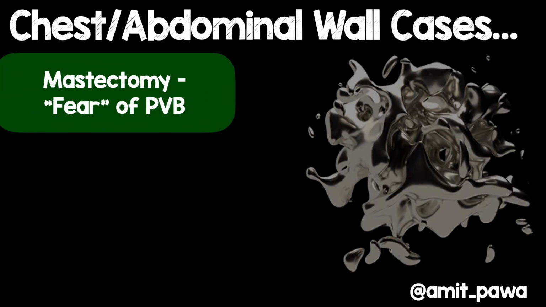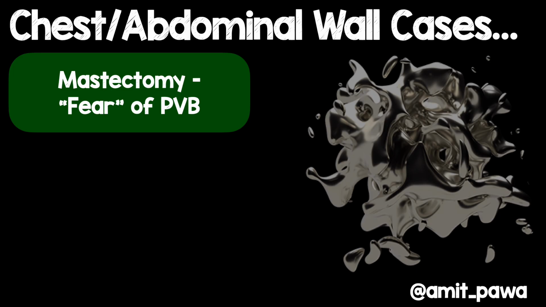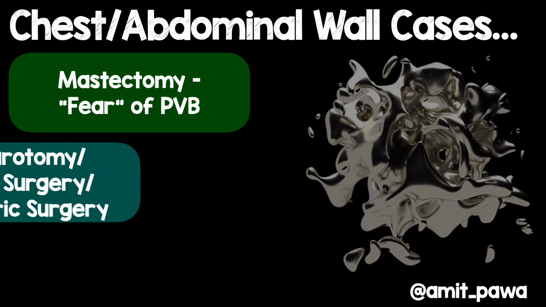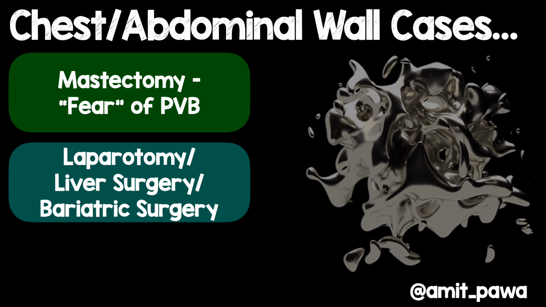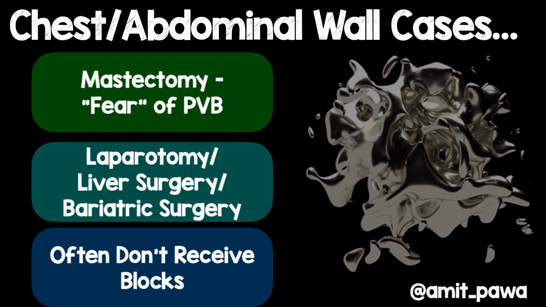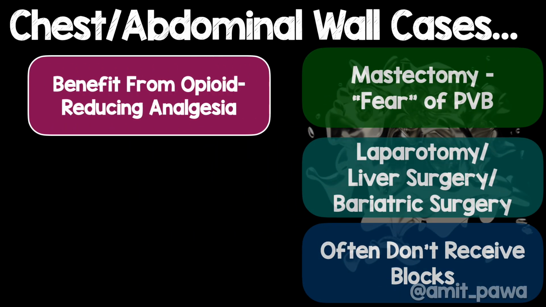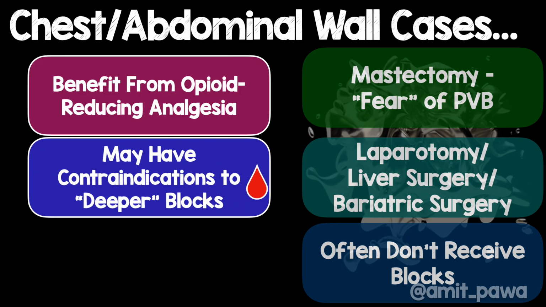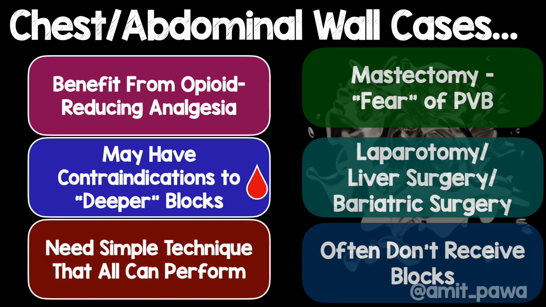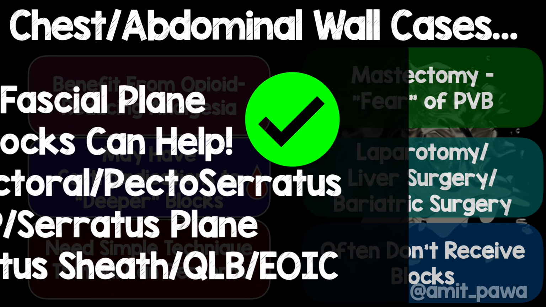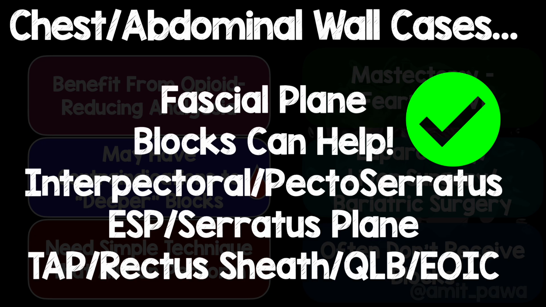What about chest or abdominal wall cases? If you think about patients having mastectomy, there is often this fear of performing a paravertebral block, or for laparotomy, liver surgery and bariatric surgery, these patients often don't receive blocks. Well, thinking about fascial planes, we want to do something for these patients to reduce their opioid usage. Many of these patients may still have contraindications to deeper blocks, so we need a simple technique that all can perform. What are the options here? Well, you can perform interpectoral and pectoserratus blocks, ESP or serratus plane, or TAP, rectus sheath, quadratus lumborum block, and the external oblique intercostal. So there are options, and there is a role for fascial plane blocks in these particular types of surgeries.